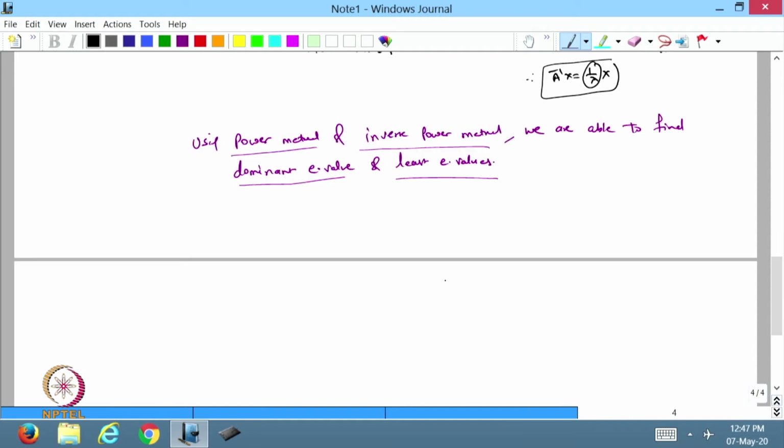Now, suppose I have a matrix A, n cross n, and suppose its eigenvalues are given like this. This is the range of the eigenvalues. So, let us say that we have eigenvalues: this is suppose lambda 1, this is lambda 2, lambda 3, lambda 4, maybe I can choose this one.